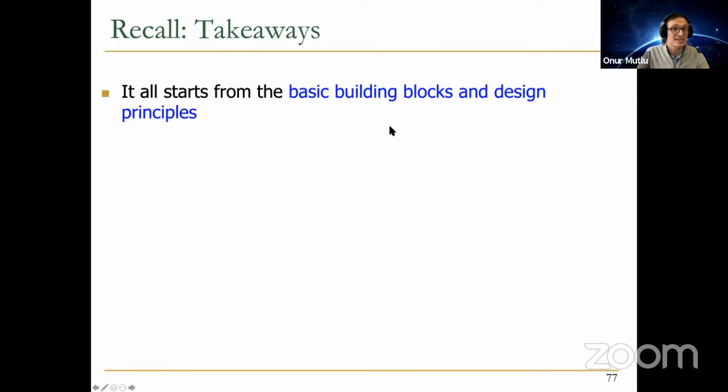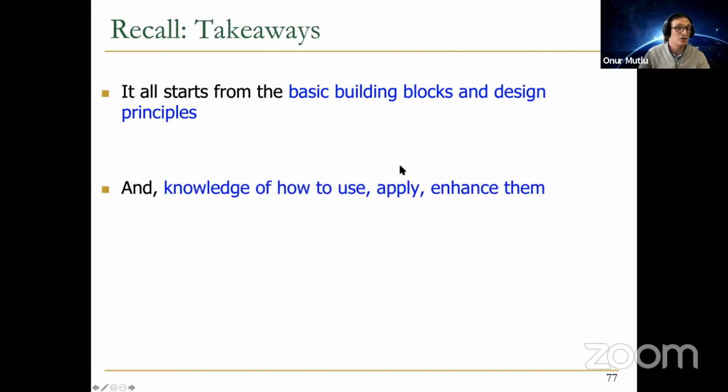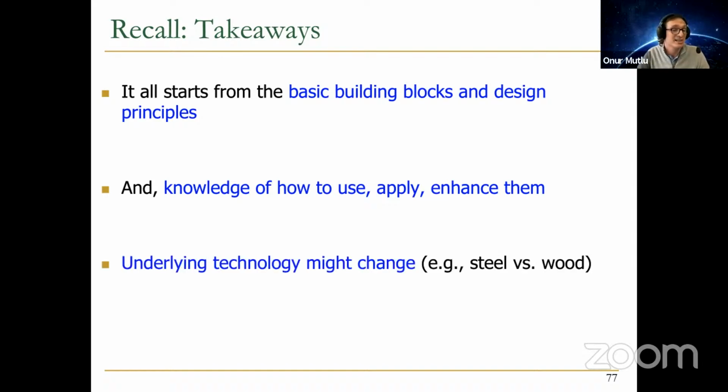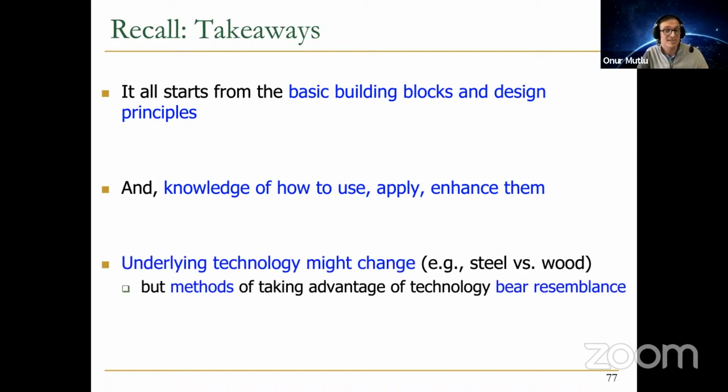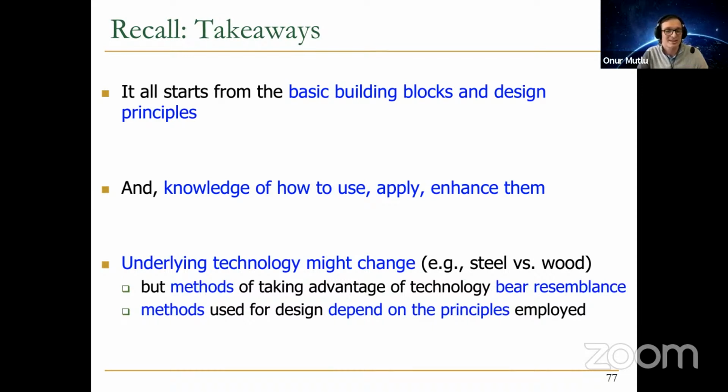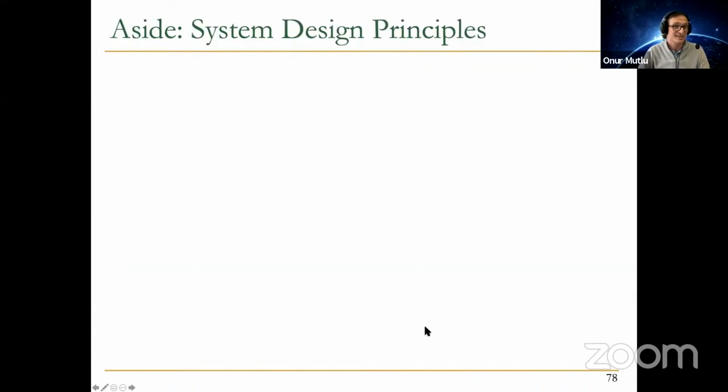It all starts from the basic building blocks and design principles and knowledge of how to use, apply, and enhance them. A single cycle microarchitecture actually uses basic building blocks that we built so far. Multi-cycle will use essentially the same thing, but single cycle violates the principles essentially. Okay, I'm not going to talk about these slides, but basically, the methods used for design depend on the principles employed. But if you actually break some of the principles, you may have a bad architecture like the single cycle design.